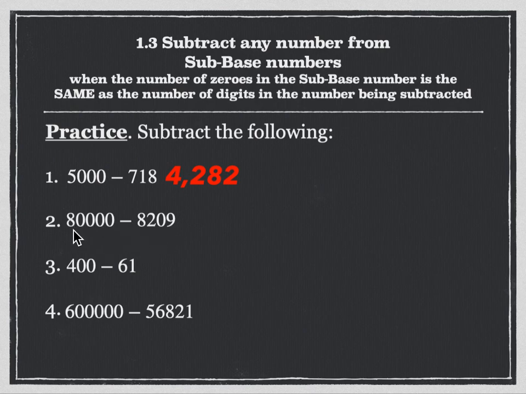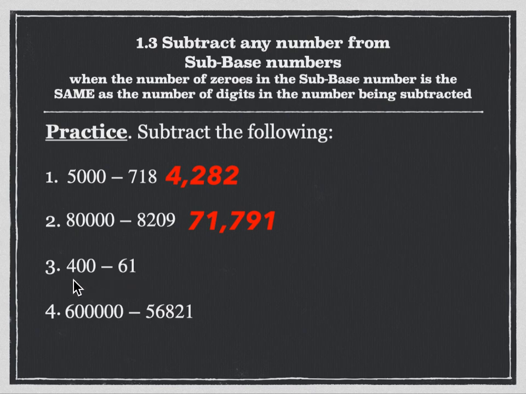Number 2, we have 80,000 minus 8,209. So that's 8 minus 1, that's going to give us 7. And then all from 9 and the last from 10: 7, 1, 7, 9, 1. So 71,791. Number 3, we have 400 minus 61.